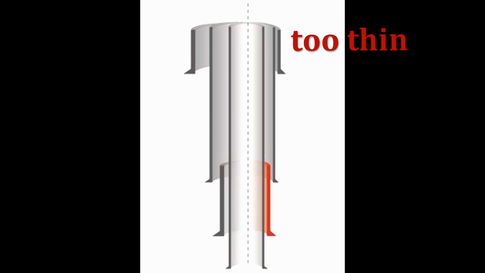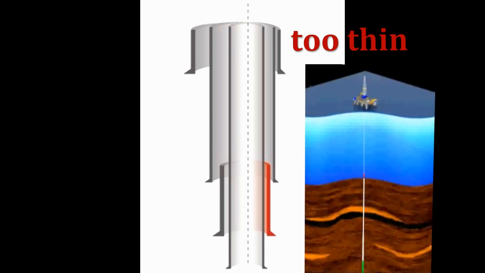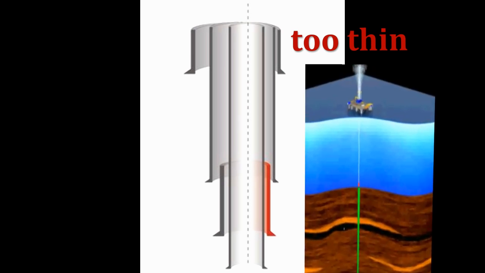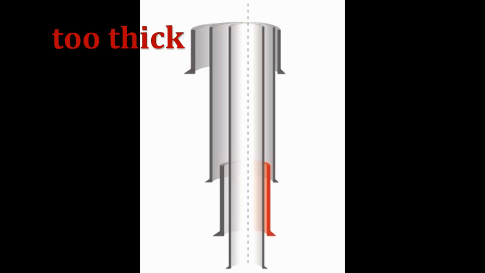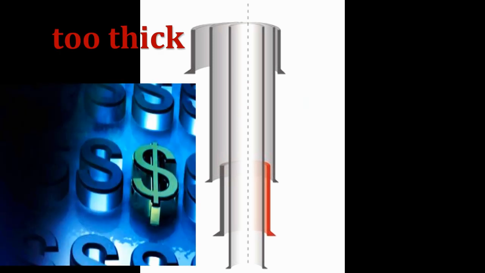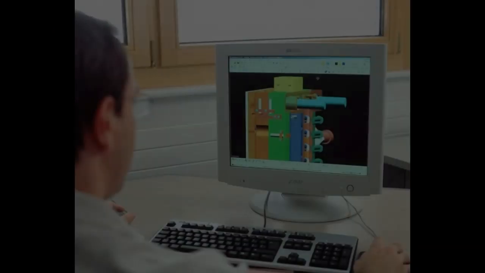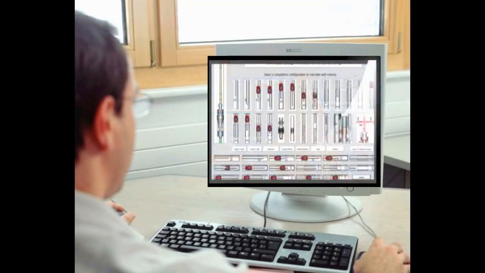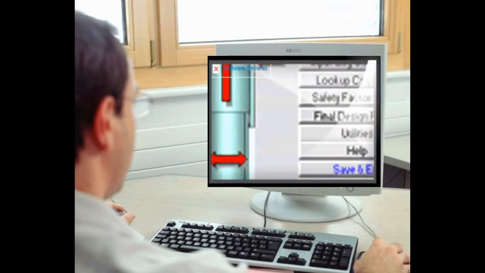For example, if the casing pipe is too thin, the casing can fail, causing a blowout, but on the other hand, if the casing is too thick, then money is spent unnecessarily. Fortunately, there are computer programs that help simplify this process.